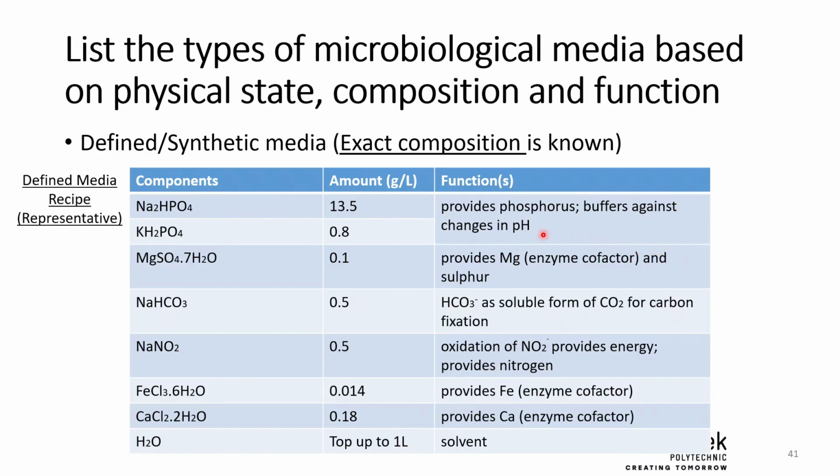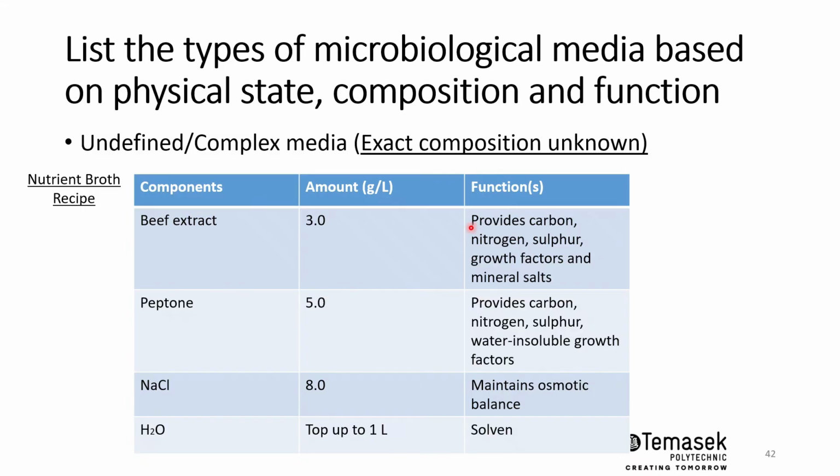So once again, defined media, we know the exact composition because in terms of grams per liter, we know the exact composition in the media itself. For undefined media, this is a nutrient broth recipe, a representative one. Often the exact composition of the individual components here we won't know. Although we can add a certain amount in grams per liter in terms of concentration, the exact components of its natural products, such as the beef extract, are unknown. Beef extract contains heaps of other molecules in there.